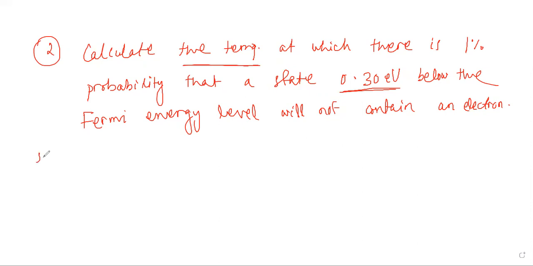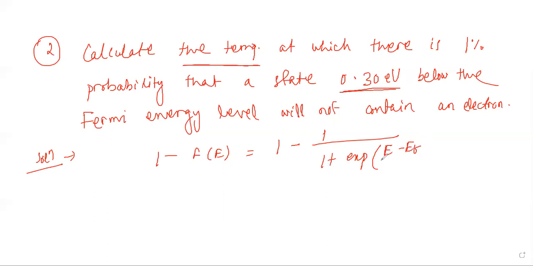So let us do the solution for this. Simply, as I said, 1 minus f of E, where f of E is the Fermi Dirac distribution function. For more clarity, you can revisit the video that I have made on the Fermi Dirac distribution function. So 1 minus, this is the function, 1 over 1 plus exponential of (E minus Ef), the gap, divided by kT, where k is the Boltzmann constant.